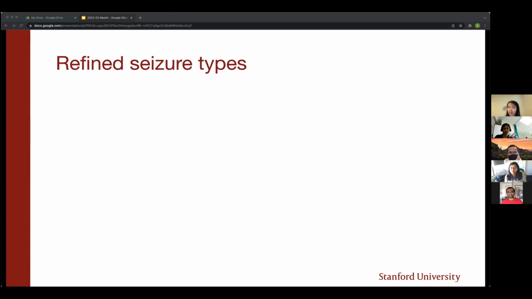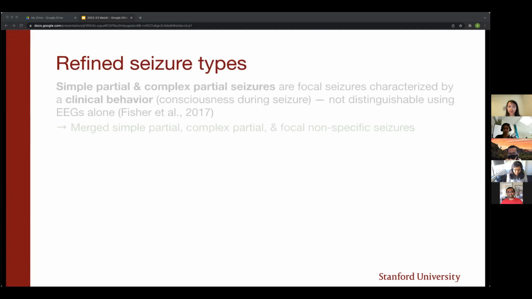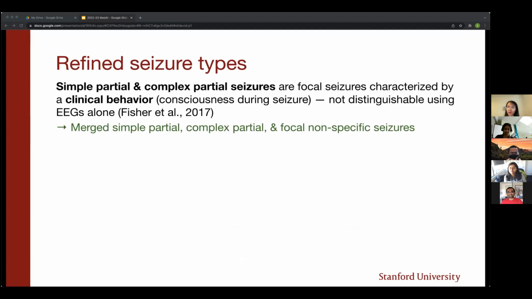Before we move on to the experiments, we refine the seizure types in the data set. Specifically, simple partial and complex partial seizures are both focal seizures characterized by a clinical behavior, whether the patient is conscious during the seizure or not. These seizures are not always distinguishable using EEGs alone. Clinically, patients are usually also monitored by video recordings, so such clinical behaviors can be seen on the videos. However, if we want to use EEG alone for seizure detection or classification, it is not very reasonable to try to distinguish these two seizure types. So here we merge simple partial, complex partial, and focal non-specific seizures into a combined focal seizure class.